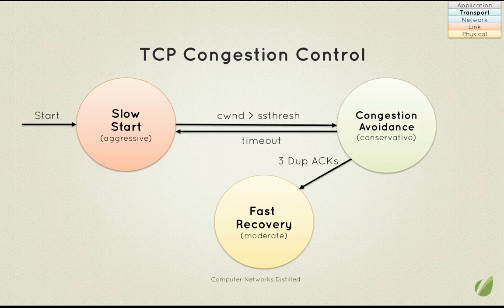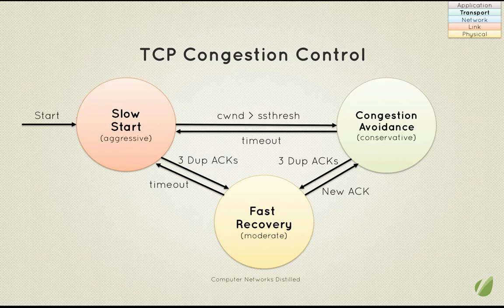If there's a timeout event, we'll go back to slow start. If we're in congestion avoidance and 3 duplicate acknowledgments are received, then we enter the fast recovery mode. In this case, the behavior is much more moderate. Whenever we receive a new acknowledgment, however, we'll go back to congestion avoidance, the kind of normal mode. If we're in fast recovery and there's a timeout, we'll go back to slow start and aggressively cut the congestion window. And if there are 3 duplicate acknowledgments, we will go from slow start to fast recovery.